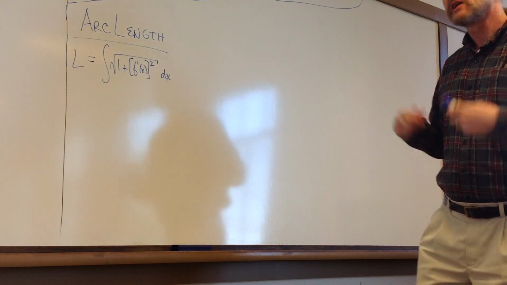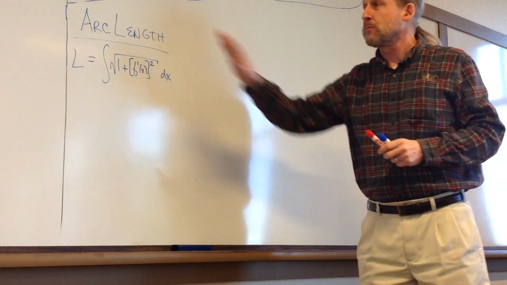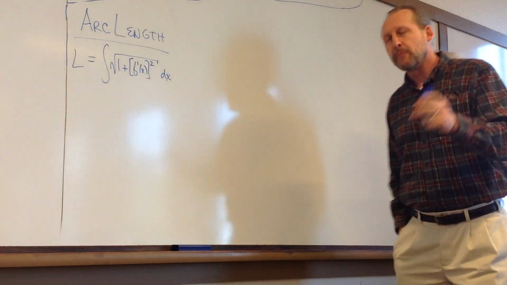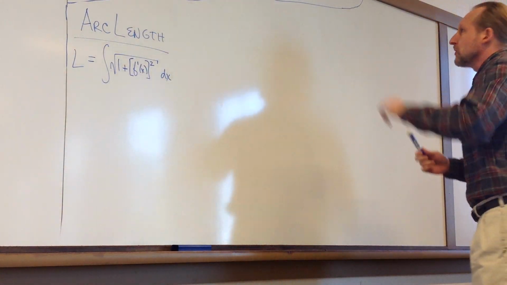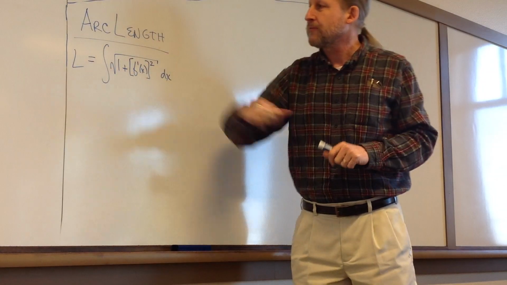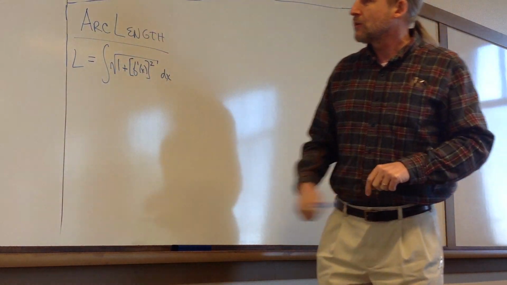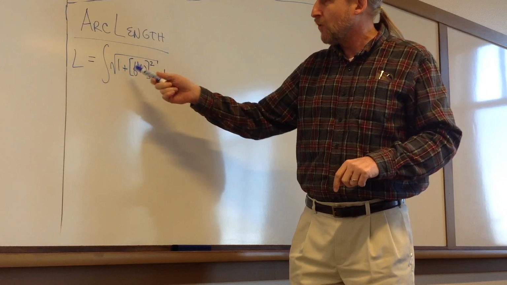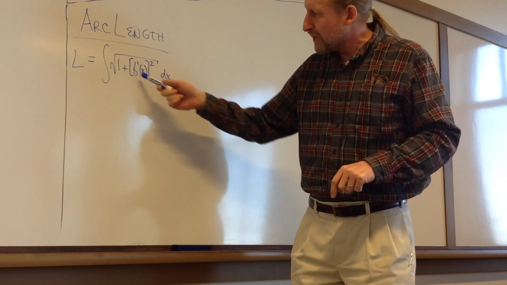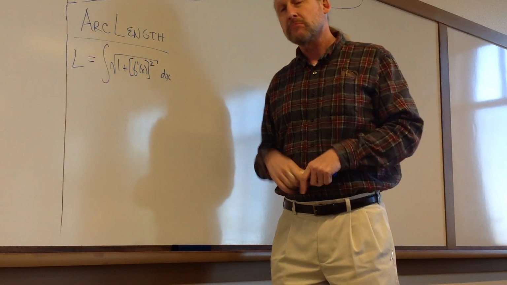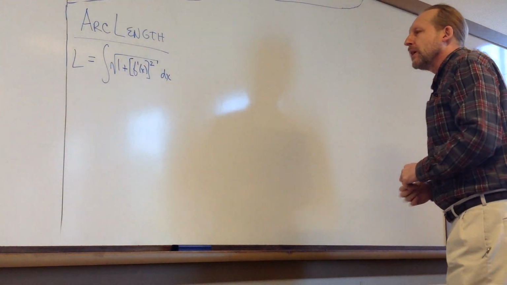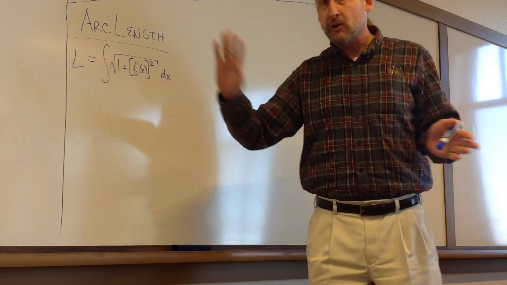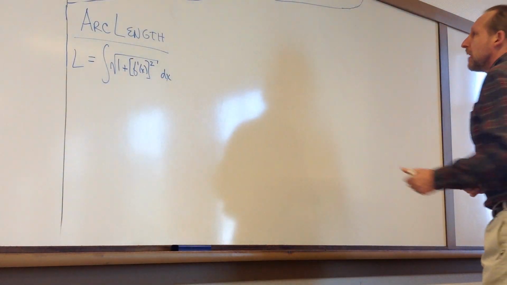They're very closely related to each other. In fact, the formula for arc length shows up in the formula for surface area, but we'll talk about that in the next video. So here's the formula for finding arc length, and this is going to be the integral of the square root of 1 plus the derivative of the function squared. Okay, first let's see where the formula comes from, and then we'll talk about using it to solve some problems.